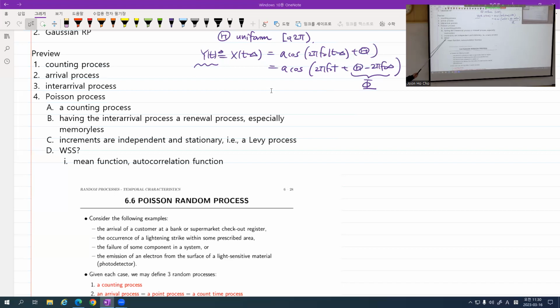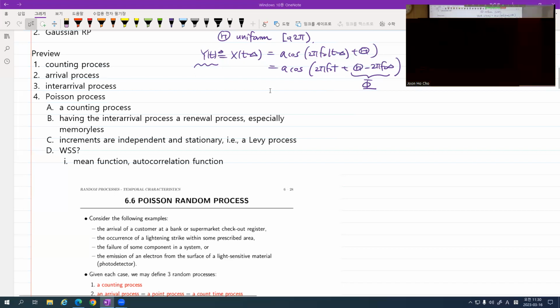And the last question is, is it wide-sense stationary? So we can do some statistical inference easily. Unfortunately, it is not. However, due to the interesting property of this inter-arrival process, we can do many statistical inferences, assuming our counting process is Poisson.